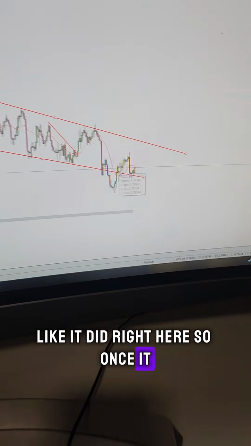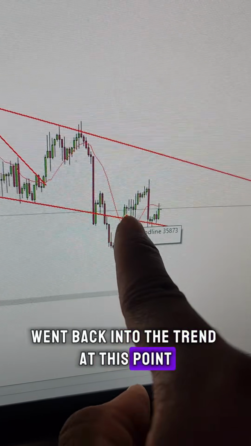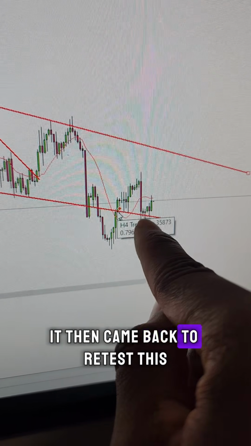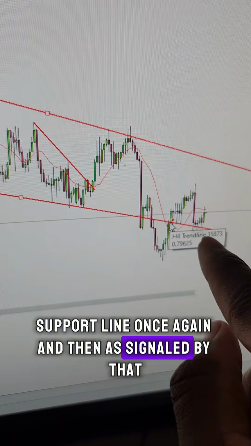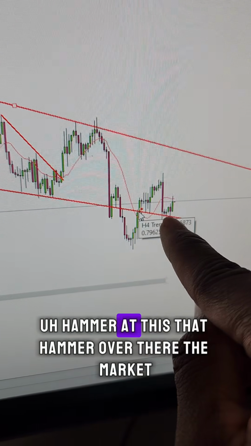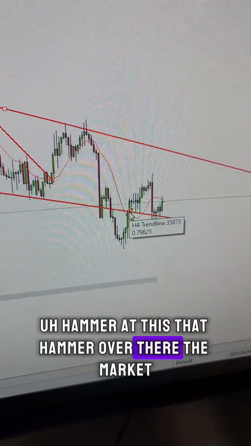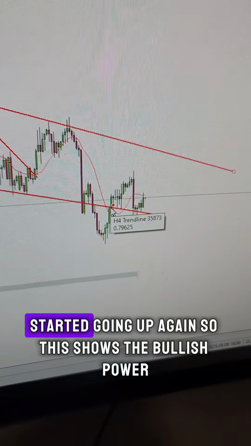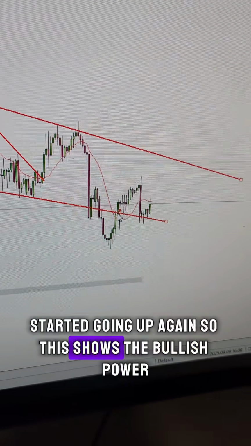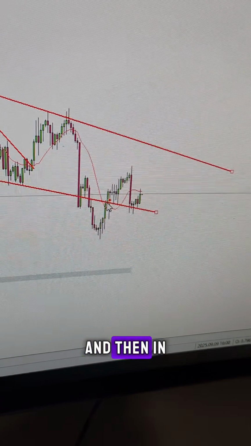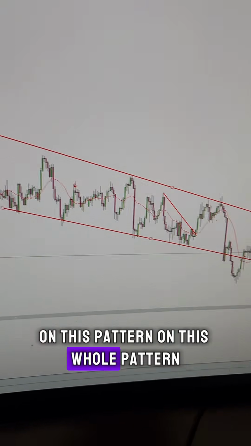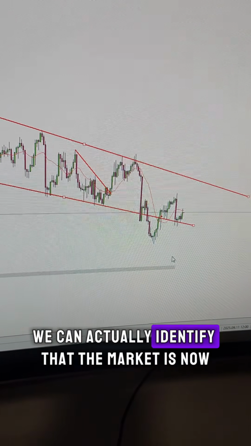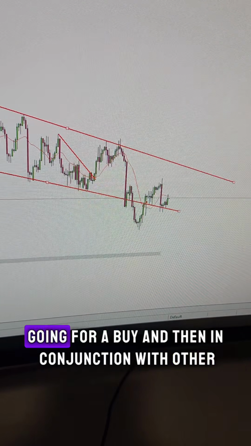So once it went back into the trend at this point, it then came back to retest this support line once again, and then as signaled by that hammer over there, the market started going up again. So this shows the bullish power. And then on this whole pattern, we can actually identify that the market is now going for a buy.